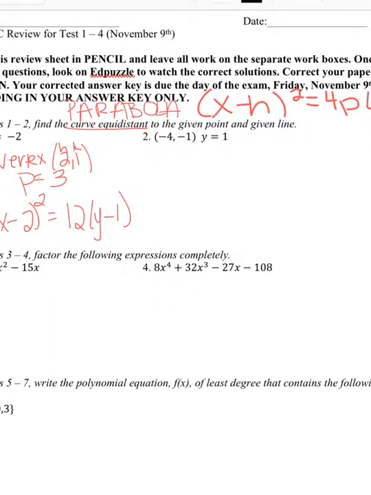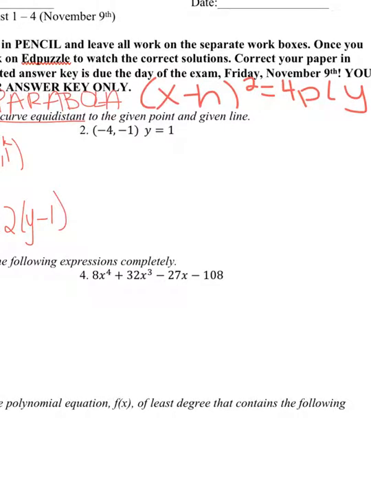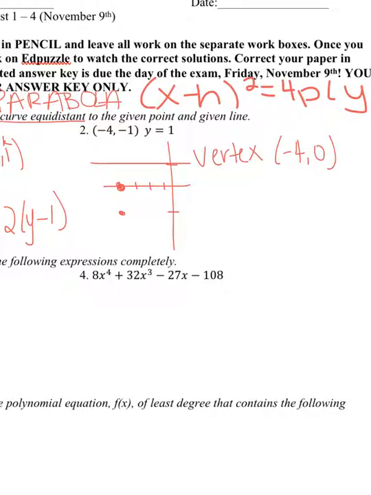For number 2, same idea. I have (negative 4, negative 1). So 1, 2, 3, 4, negative 1, and y equals 1. So this is the point, and this here is the line. If I go halfway in between, I'm right here. So my vertex is going to be (negative 4, 0). My parabola now has to go through the vertex, obviously, and then it has to hug the focus. So if it was going in for a hug around the focus, this would be concave down.